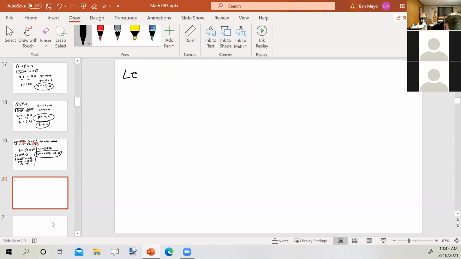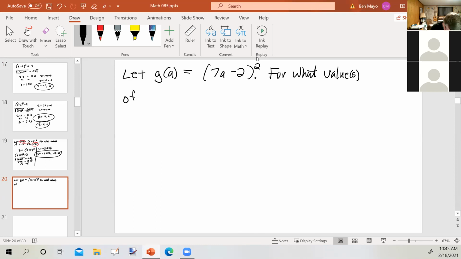This says let g of a equal the quantity 7a minus 2, squared. For what value or values of a is g of a equal to 8? Very much like the last problem, only a bit more complicated to simplify it, as we will see.